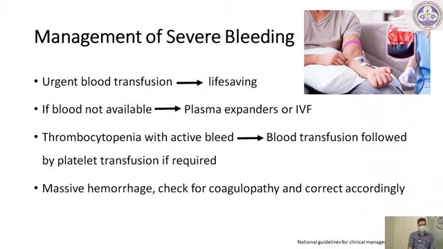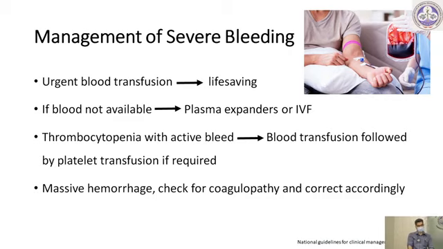So how do we manage severe bleeding in dengue fever? Urgent blood transfusion is life-saving. If blood is not available, plasma expanders or intravenous fluids can be initiated. Thrombocytopenia with active bleed calls for blood transfusion, which is followed by platelet transfusion if required. If there is massive hemorrhage, we need to check for coagulopathy and correct it accordingly.